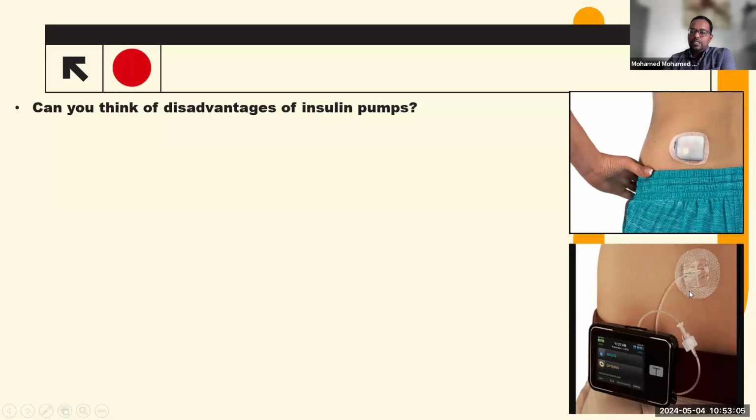Now, you can see that the tethered pump, the T-slim pump, has a screen on it. And this screen is where you do the controls. So you can have it in your hand, and then you can do the controls. You can ask it to give the bolus, give more insulin, reduce insulin, and all the system is hosted in the pump, as part of the pump.